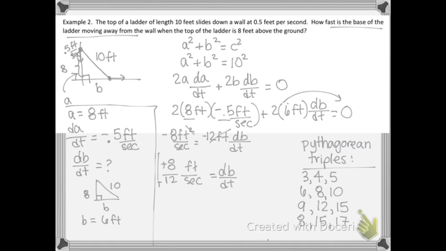Okay, so let's see if our units make sense. Since B is getting bigger, since the base of the ladder is sliding away from the wall, our answer should be positive, which is what we got. And feet per second is an appropriate unit for the rate of change of that side length B.